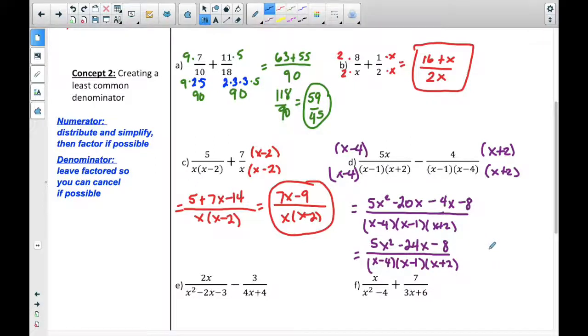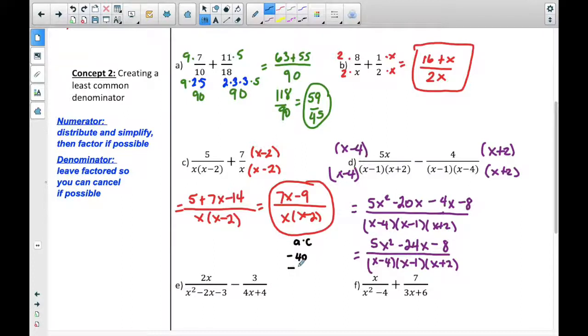One way to check if it can be factored or not, I'm going to come over here, is you can kind of start testing with the AC method. So 5 times negative 8 is negative 40. Now, are there any factors of negative 40 that would add up to 24?